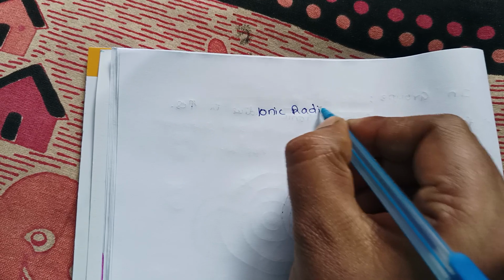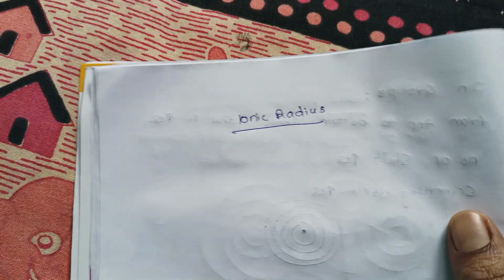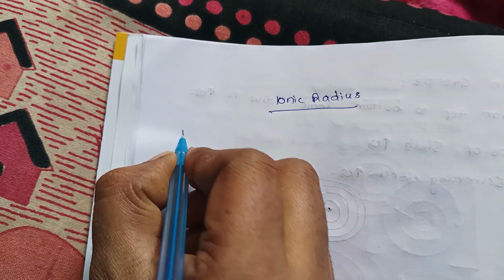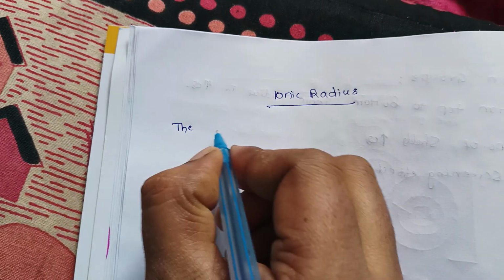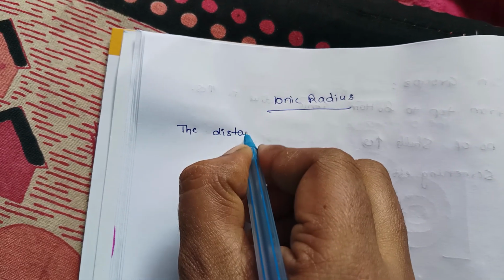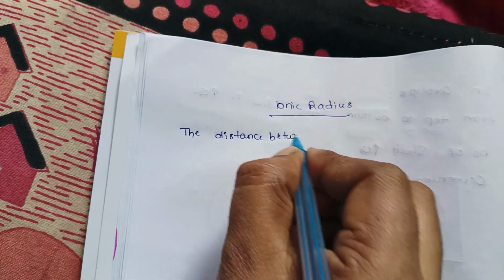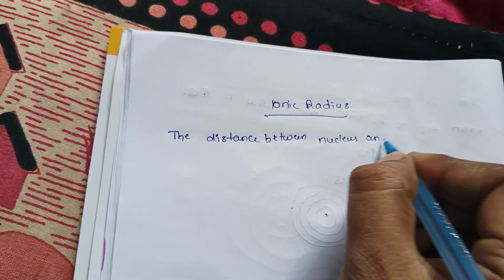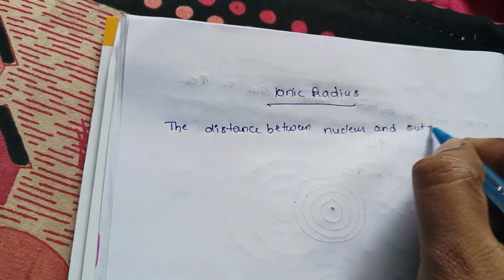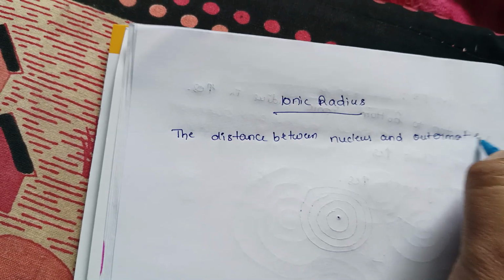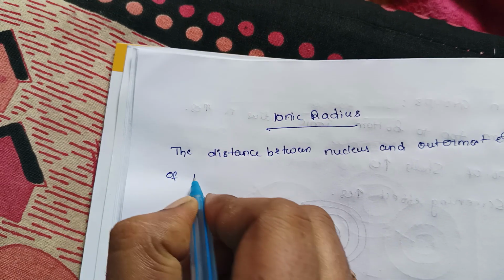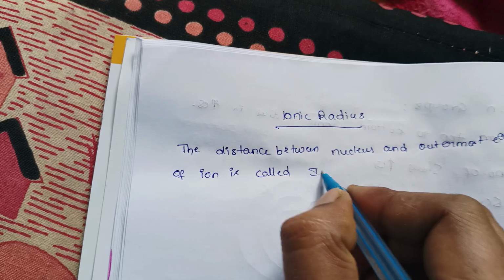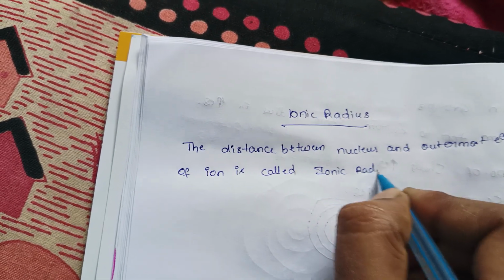Ionic radius. Ionic radius is defined as the distance between the nucleus and the outermost electron of an ion. It is called ionic radius.